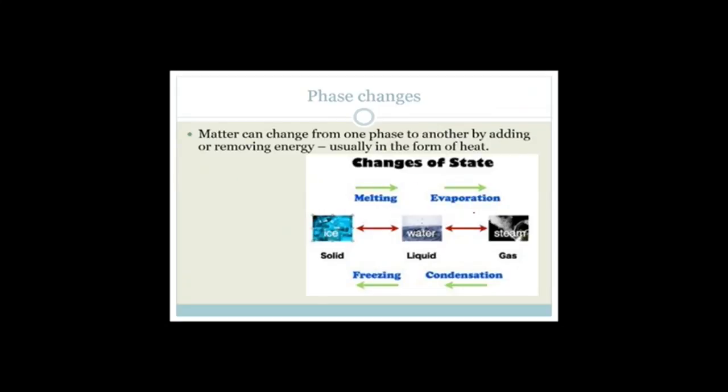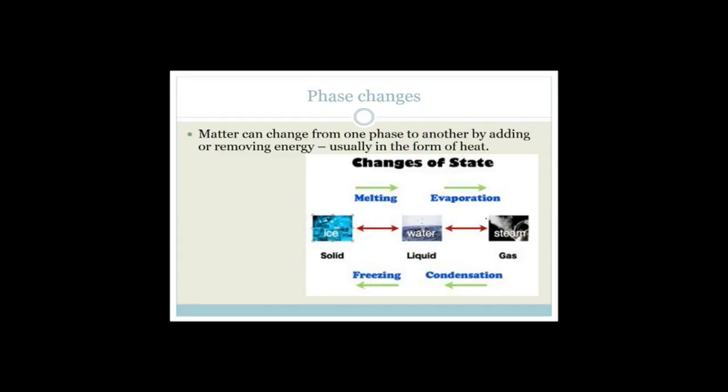So let's talk about our changes of phase. We've got ice, which is a solid, water, which is a liquid, and steam, which is a gas. We generally use water as our basic example because it's nice and easy. Everybody knows about water, and it's got very obvious changes. When it goes from a solid to a liquid, we call it melting. Then from a liquid to steam or gas, it is called evaporation.